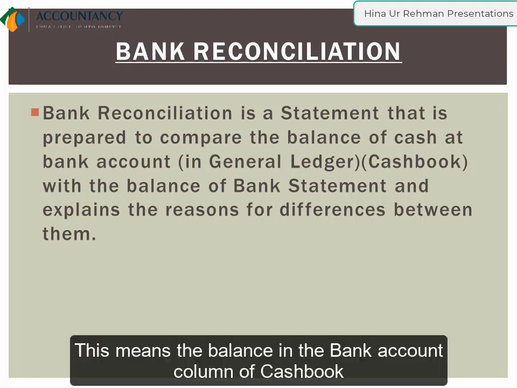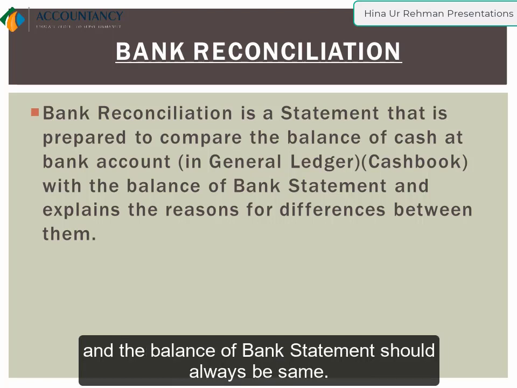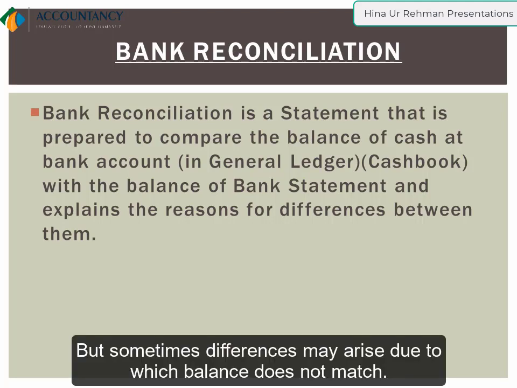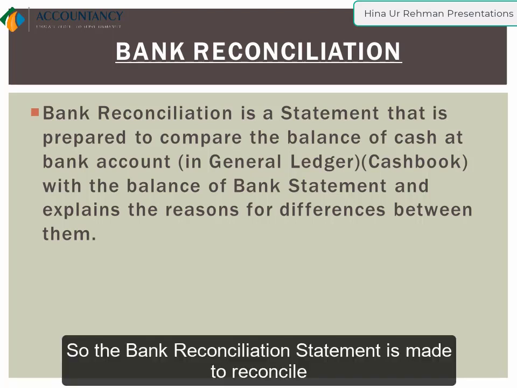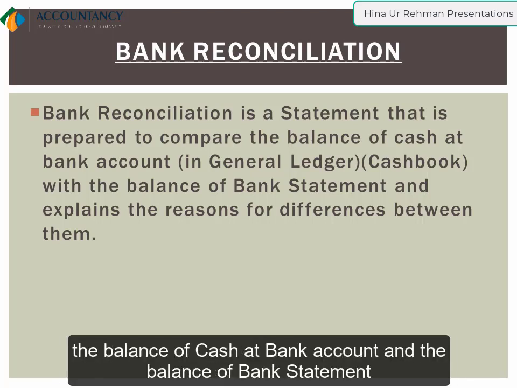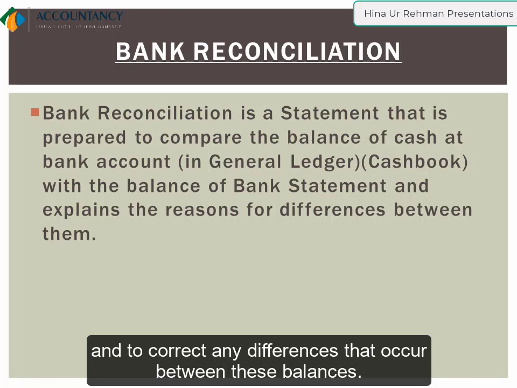This means the balance in the bank account column of the cash book and the balance of the bank statement should always be the same. But sometimes differences may arise due to which the balances do not match. So the bank reconciliation statement is made to reconcile the balance of cash at bank account and the balance of the bank statement and to correct any differences that occur between these balances.